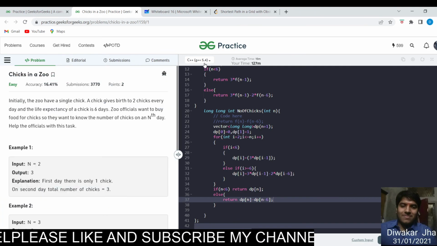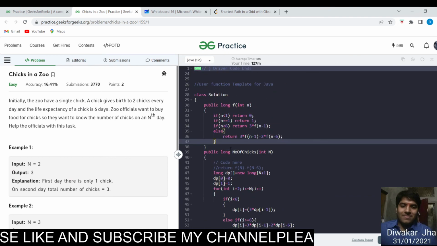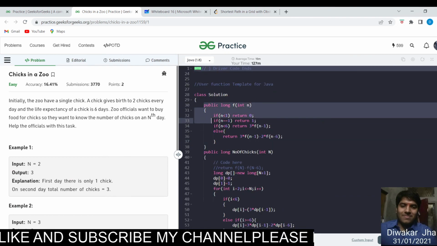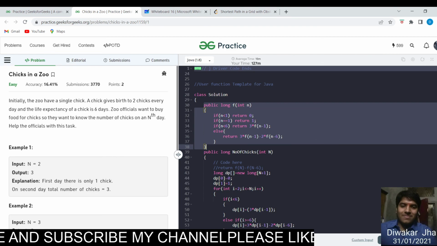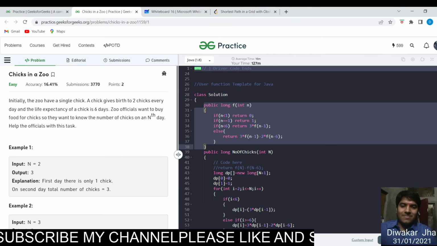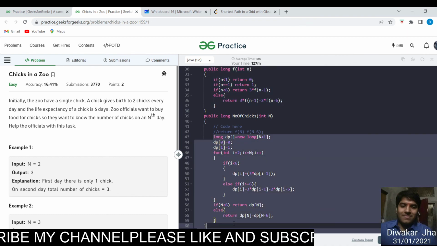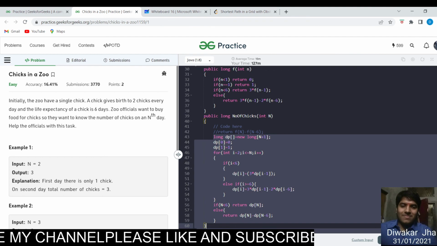And this is the code in C++, and here is the solution in Java. We are changing nothing. This is a function, like the recursion part, and here is the solution of the DP part. Okay, I hope you all understood very well.